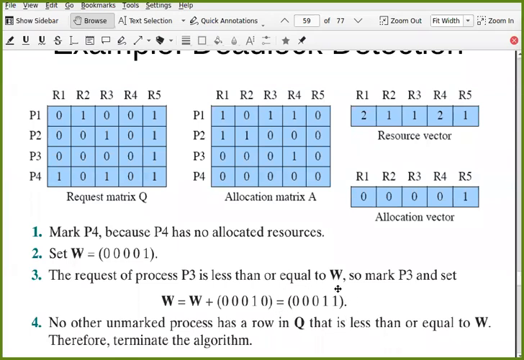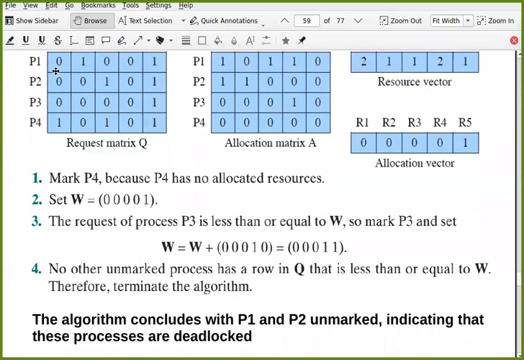Now with this new available vector, can you complete any of P1 or P2, which are the processes that are still unmarked? It is not possible. If you see the request matrix, it is not possible to complete P1 because it requires an R2 unit, and P2 cannot be completed because it requires an R3 unit, and we don't have any of these. So no other unmarked process has a row in the request matrix that is less than or equal to W. Therefore, terminate the algorithm. Now you cannot find such a process, so terminate the algorithm.